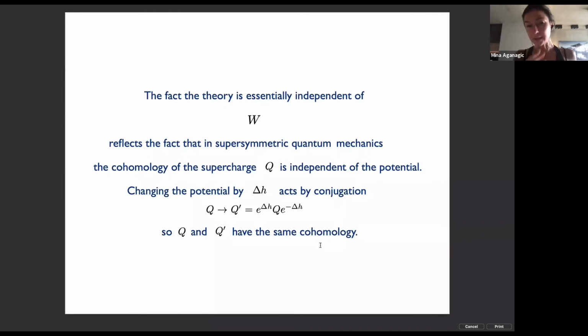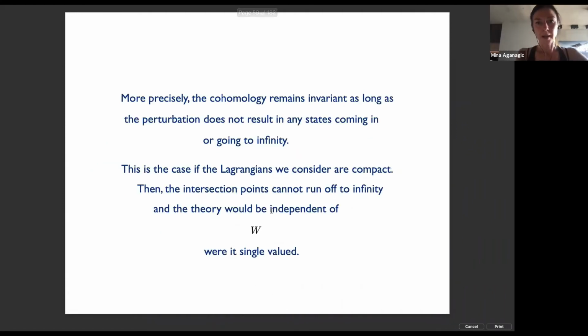That reflects the fact in supersymmetric quantum mechanics that the cohomology of the supercharge Q is independent of the potential. Changing the potential by some amount, X, by conjugation, Q and the operator you get by conjugation have the same cohomology. More precisely, and this is important, cohomology remains invariant as long as the perturbation does not result in any states coming in or going to infinity. This is the case if the Lagrangians we consider are compact. Then the intersection points, or at least one of them, is compact, so the intersection points can't run off to infinity.